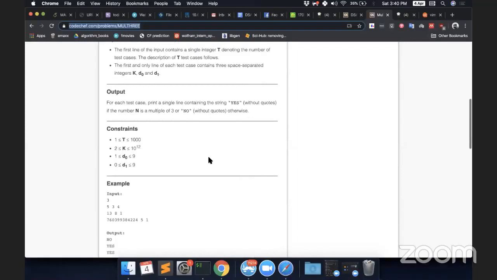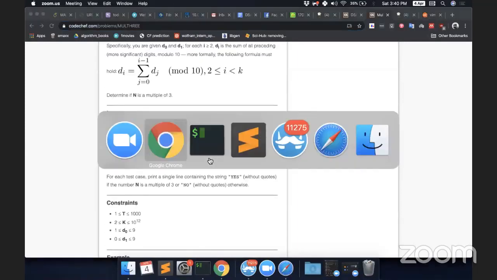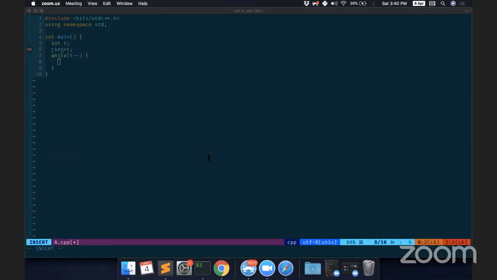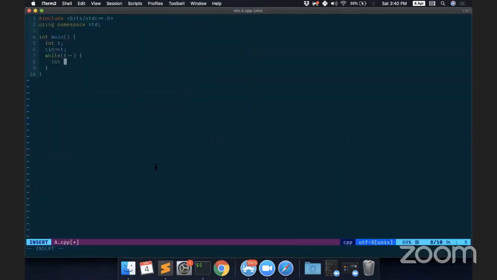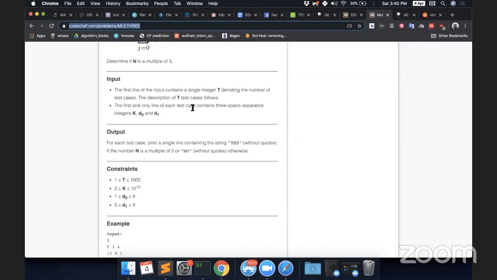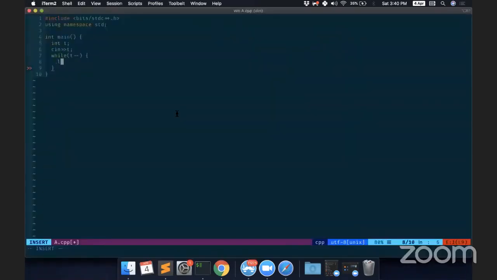Let's see. So if you guys can see, I think hopefully my font is not that terrible. Yep. So we first take K, then D0, then D1.